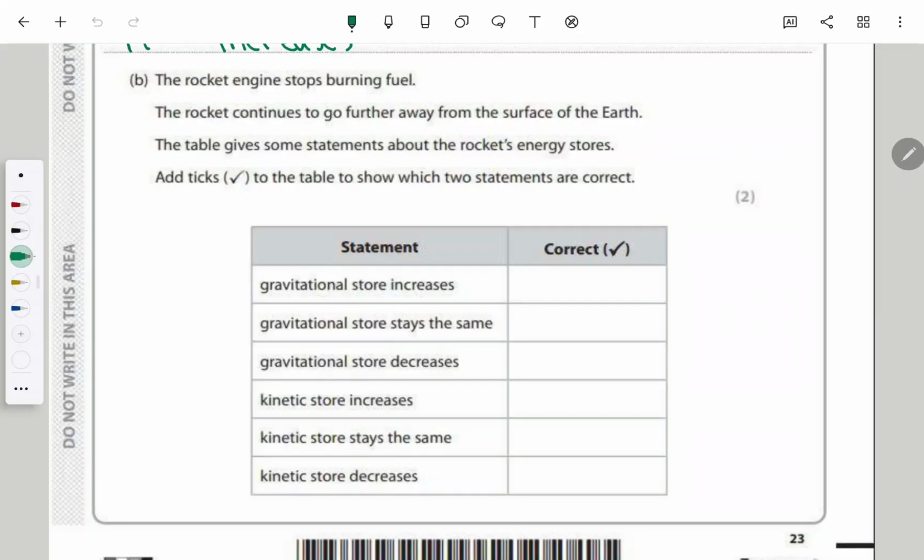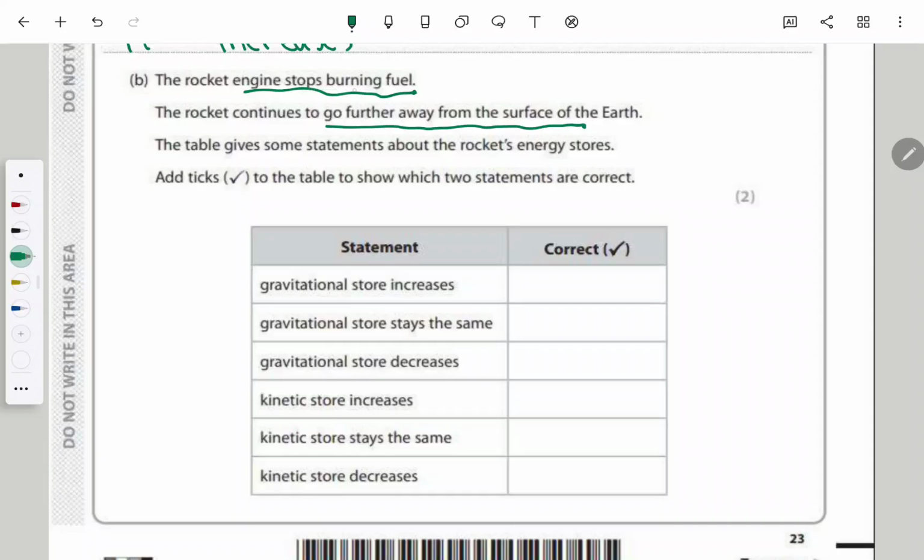Basically, we need to take a look at all statements mentioned right here. First of all, the rocket is going up still. It's still going away from the surface of the Earth. Keep an eye on that. But the engine stops burning fuel. All right, and those are the two key points we need to use to answer here.